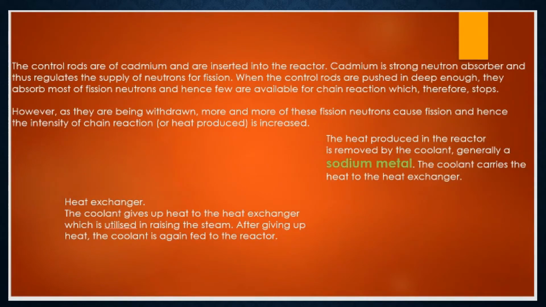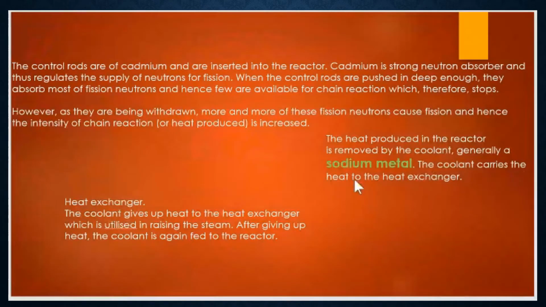By using these control rods, you can control the amount of energy that is coming in and out of the nuclear reactor. Thereby, you can control the amount of steam that is coming out of the heat exchanger. The heat produced by the reactor is removed by a coolant, generally a sodium metal.